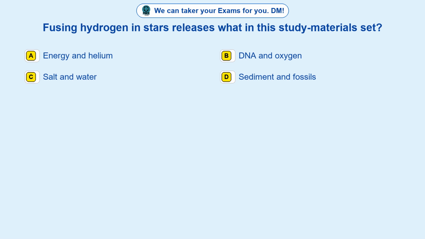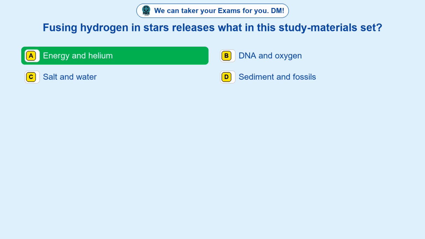Question 93. Fusing hydrogen in stars releases what in this study materials set? Option A, energy and helium. Option B, DNA and oxygen. Option C, salt and water. Option D, sediment and fossils. The correct answer is option A.